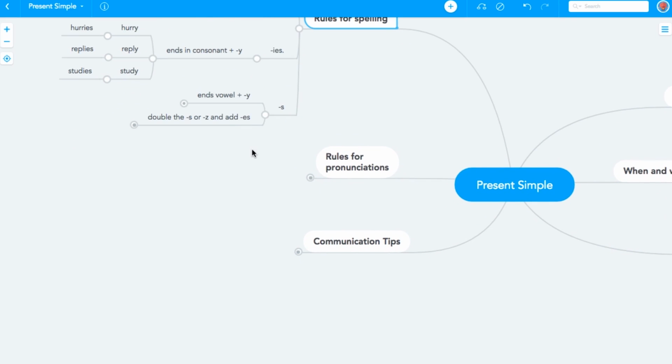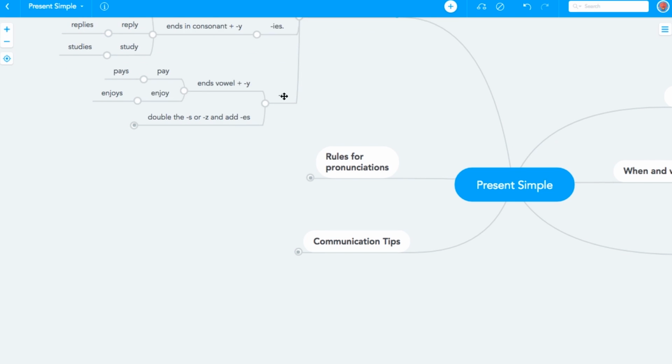Now, if your original verb ends in a vowel plus y, we are going to add an s. Vowel: a, y, o, y. That's when we add the s. As in the example: pay, pays; enjoy, enjoys.